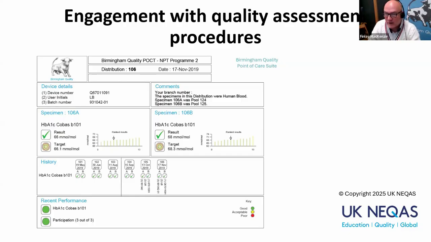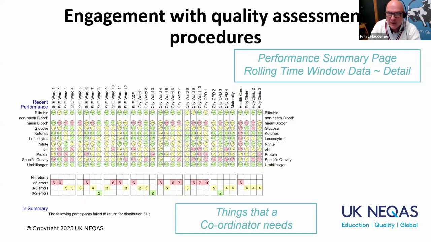I'll quickly go on to two more slides, if I may. We've got one here. This is what a point of care coordinator might get. And again, this was for one of the dipsticks. Each column in this graph is a location. So we've got Ward 1 and Ward 2 and Ward 3 and all this sort of thing.